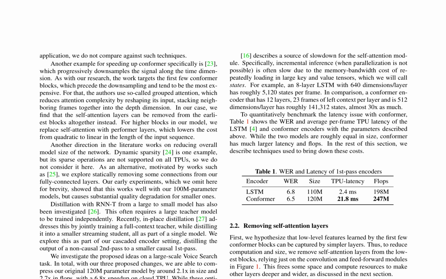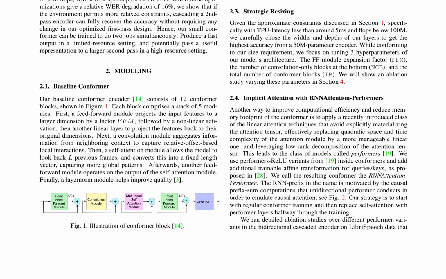Secondly, the authors aim to optimize the model's architecture within the constraints of a 50M parameter model with a TPU latency below 5 milliseconds and fewer than 100M FLOPs. They focus on tuning three hyperparameters: the feed-forward module expansion factor, FFM, the number of convolution-only blocks at the bottom, NCB, and the total number of conformer blocks, TB. An ablation study varying these parameters is presented in Section 4.